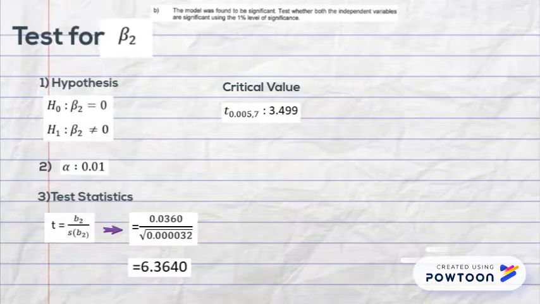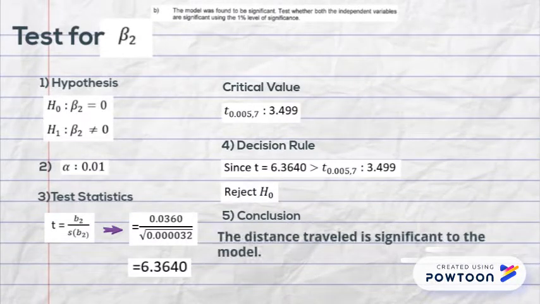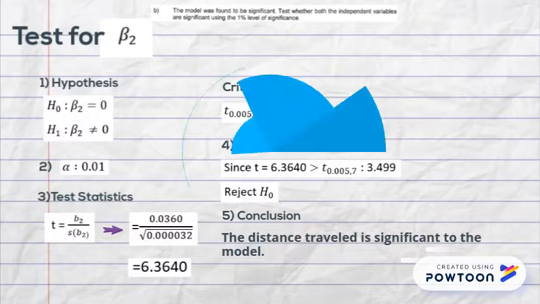After that, for the critical value t alpha over 2 with degrees of freedom of error, we get 3.499. Decision rule: we reject H null because the value of T is greater than the T table. Therefore, the conclusion is the distance.